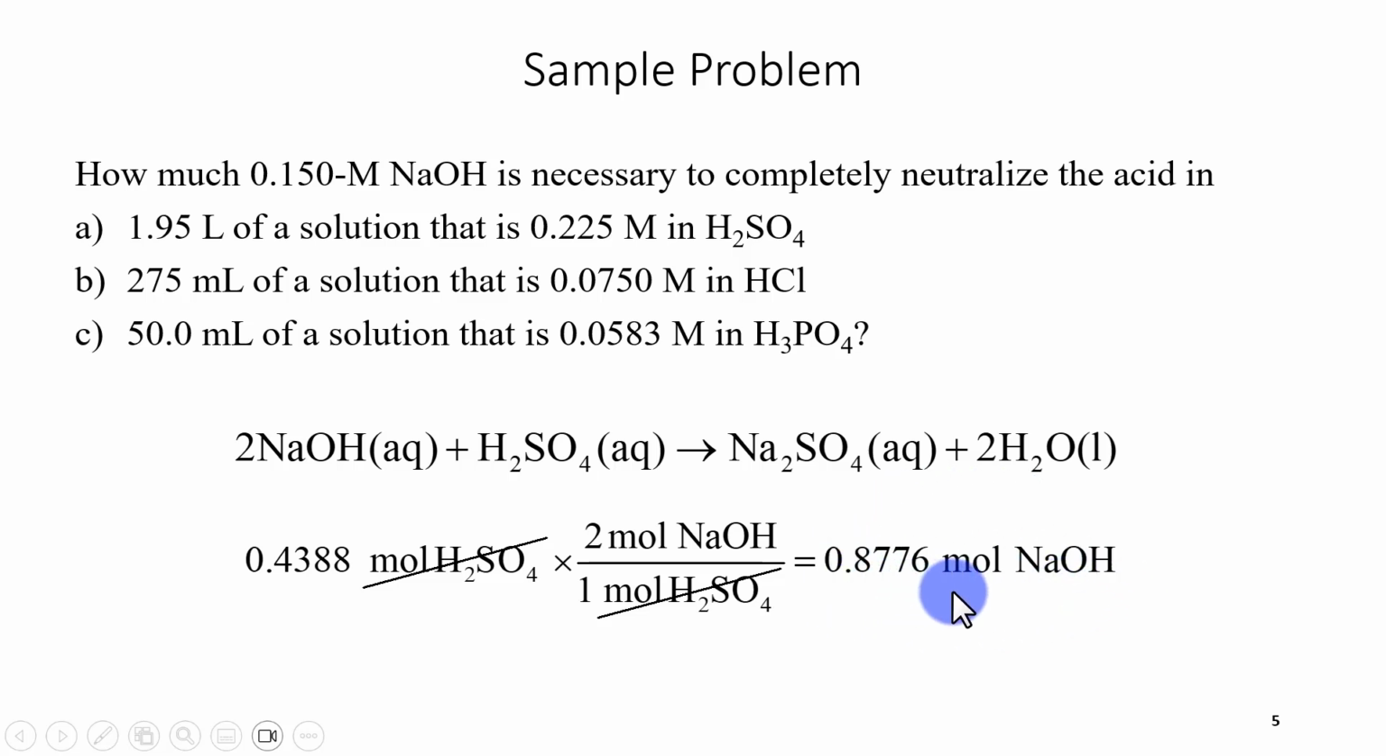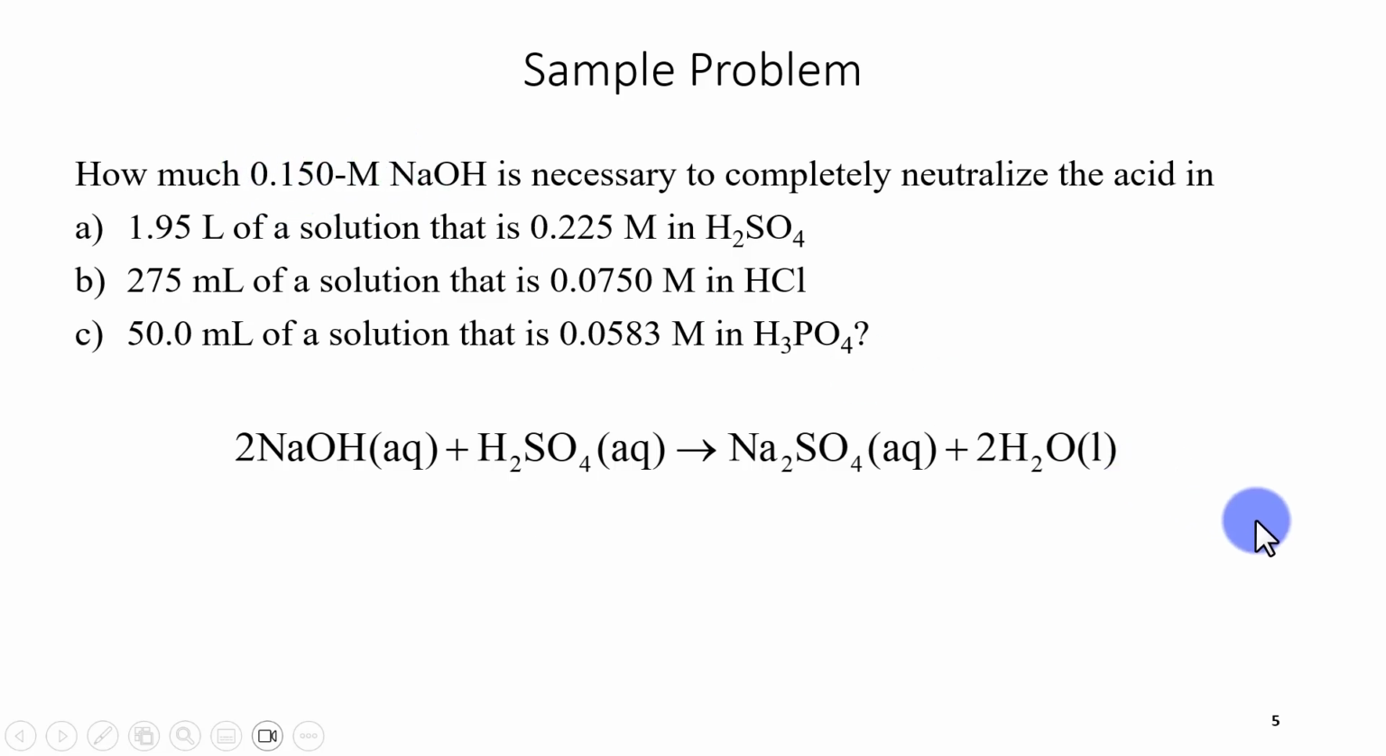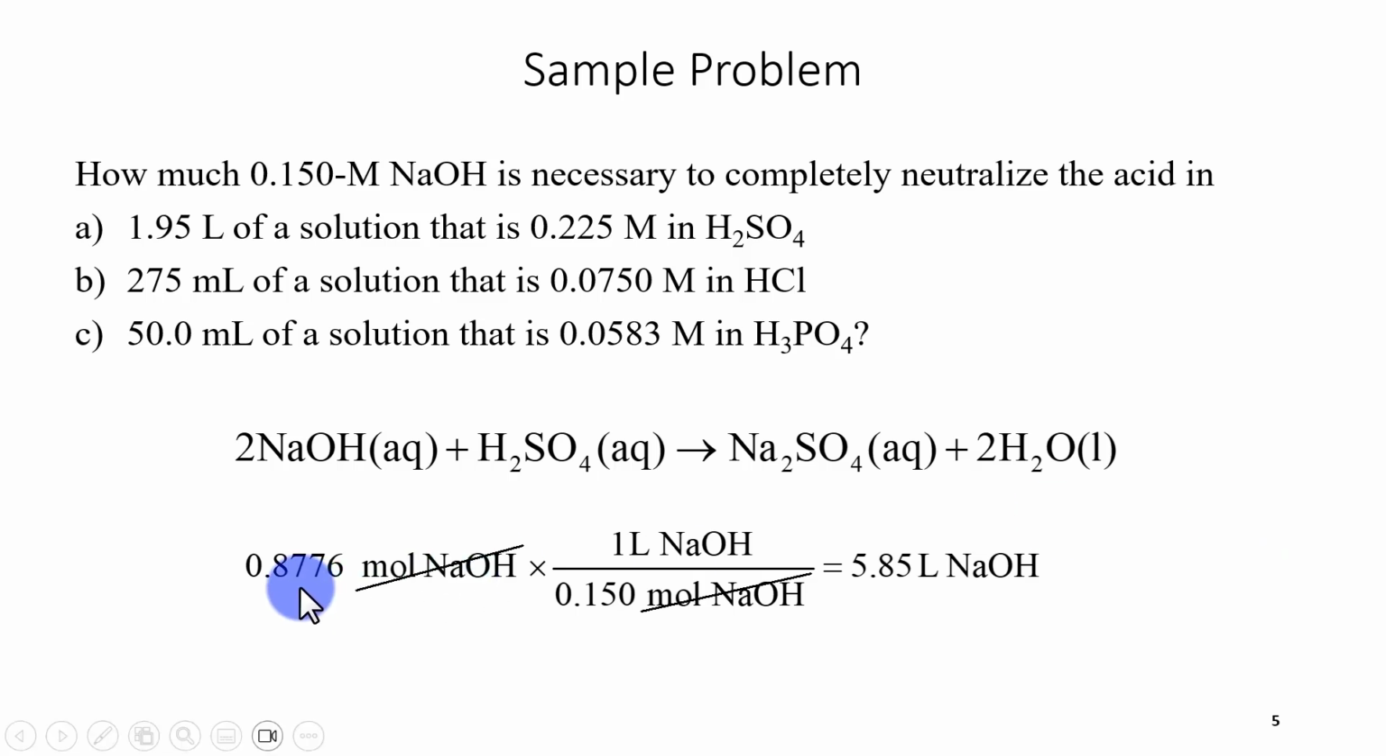Now that I have the moles of NaOH, I can use the molarity to convert to volume. Here it is, 0.8776 moles of NaOH multiplied by my molarity conversion factor, which in this case I write the volume on top because that's what I want to end up with, and the moles at the bottom. So 0.15 molar is written as 0.15 moles of NaOH for every 1 liter. My moles will cancel, and I would take 0.8776 times 1 divided by 0.15 to give me 5.85 liters of NaOH.